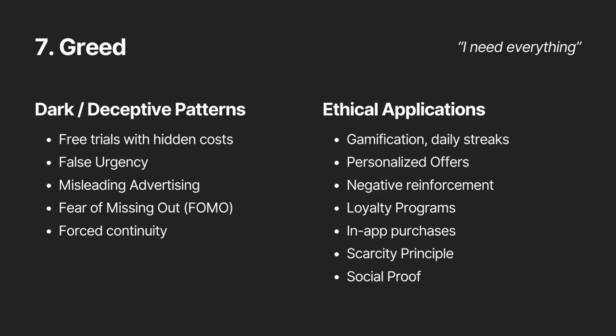The first one here is free trials with hidden costs. We have false urgency, misleading advertising, fear of missing out, false continuity. Then for the ethical applications, or the things you can do instead, you have gamification, personalized offers, negative reinforcement. I've explained that earlier. Then loyalty programs, in-app purchases, scarcity principle, social proof. So yeah, you can exploit the emotion of greed in designing, and it's up to you to choose whether you are going to apply it ethically or you are going to use it deceptively.